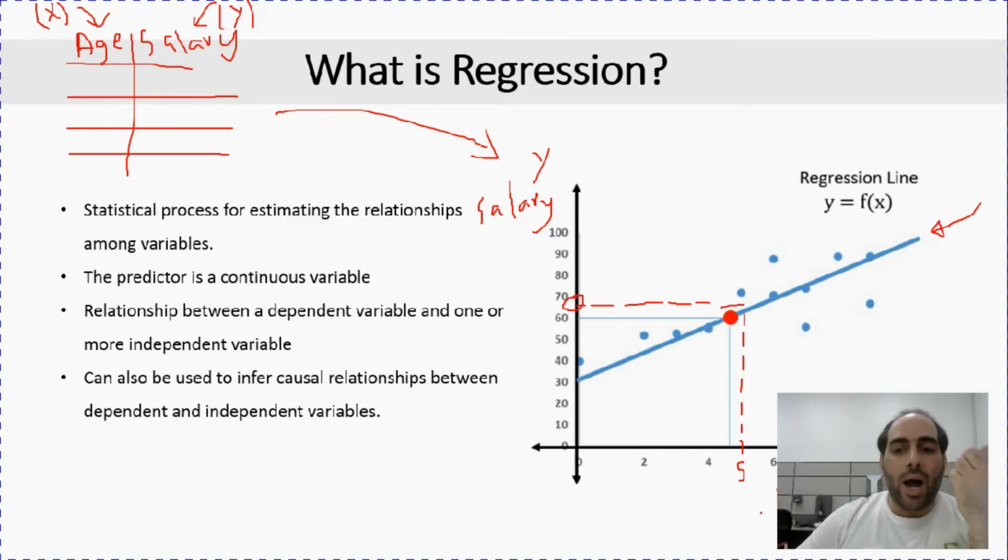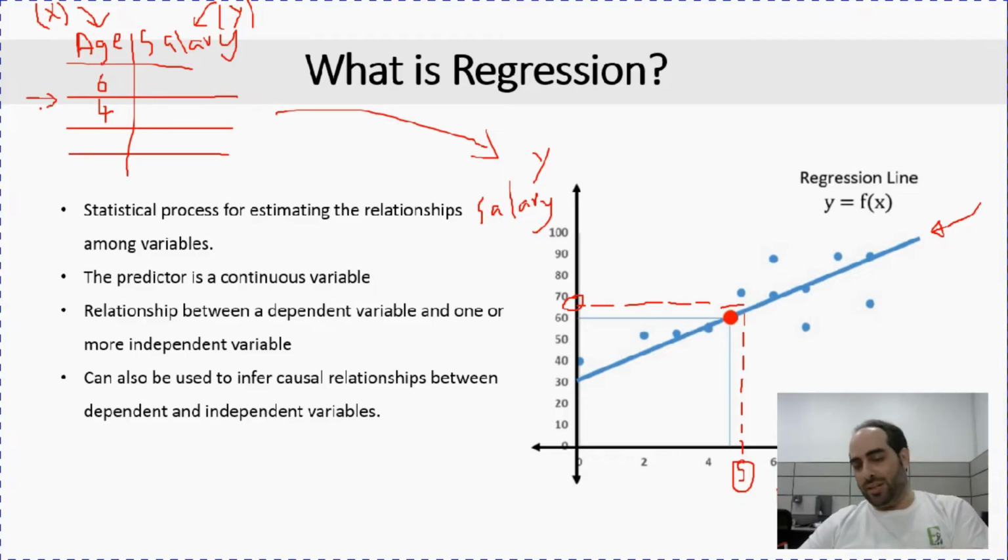So I don't need to have 5 in my original data. Let us assume I have 6 and I have 4. But because of this regression line, I was able to find the salary even for a value which is in between. So what is the benefit of this line? The benefit is that by using this line, I can predict the Y value just by having an input X column, right? By just using this line, I can predict the Y value, correct?